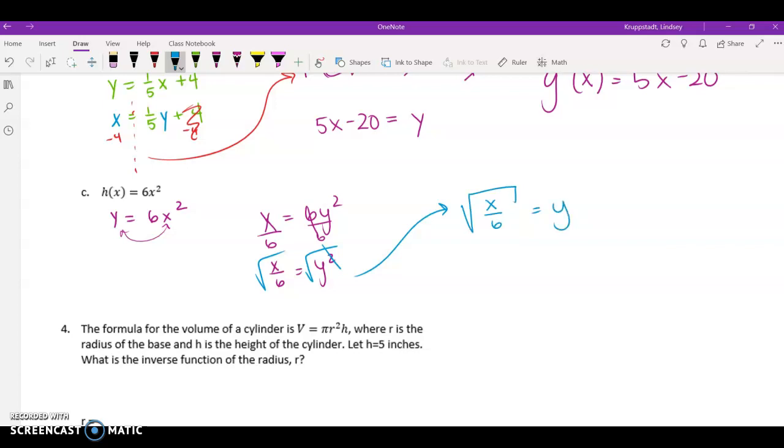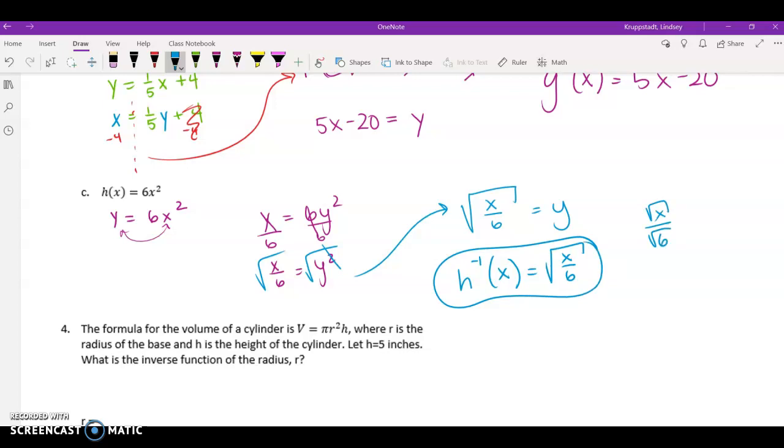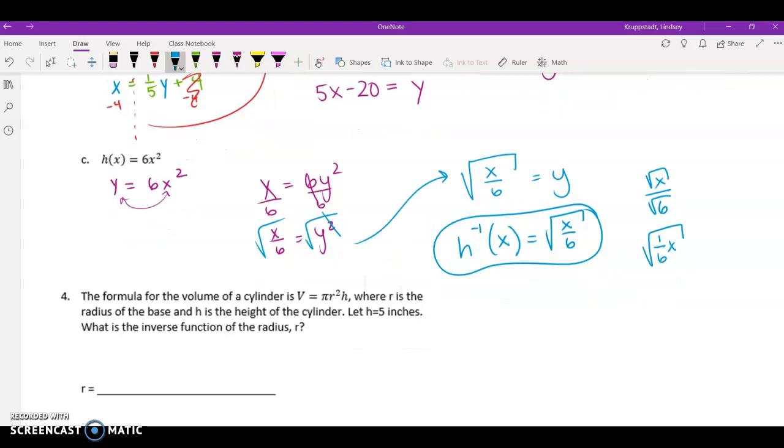Writing that in proper notation, I would write it the other way. So h inverse of x equals the square root of x divided by 6. Now remember, you can write that in multiple different ways. You could write the square root of x over the square root of 6. You could write it as the square root of 1/6 x. All of that would be the same, but everything is underneath a square root.